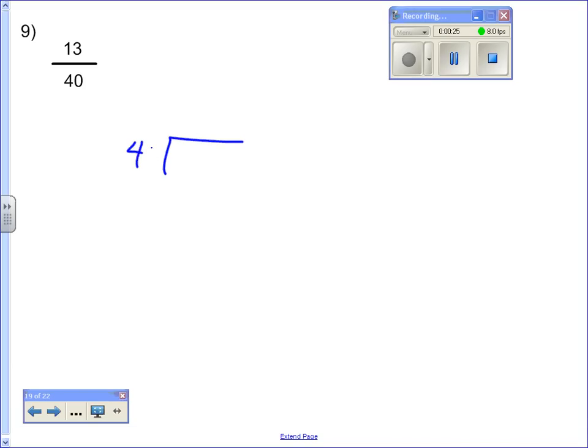Remember, we use bottom out, top in. And 40 does not go into 13 at all. So remember, what we have to do is add a decimal, bring it straight up, and add a 0. Now we know that 40 goes into 130 3 times. Minus 120 is 10. I can add another 0 here because I'm still not changing the value. 13.00 is the same as 13.